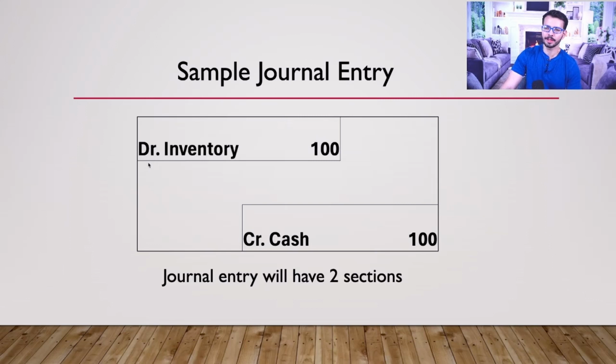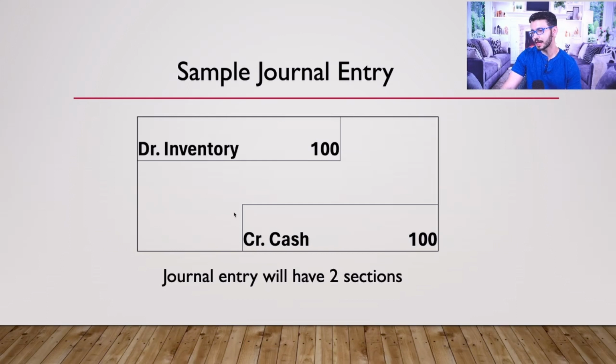So over here, we can see that you have first thing which is written Dr. and then inventory. Then in front of it, I can see there's a number 100, and you have another one which is Cr., which is for cash, and that's for another 100. So for this particular journal entry, we can see that you have 2 different sections. So you have inventory and you have cash, and there's something called Cr. and Dr.